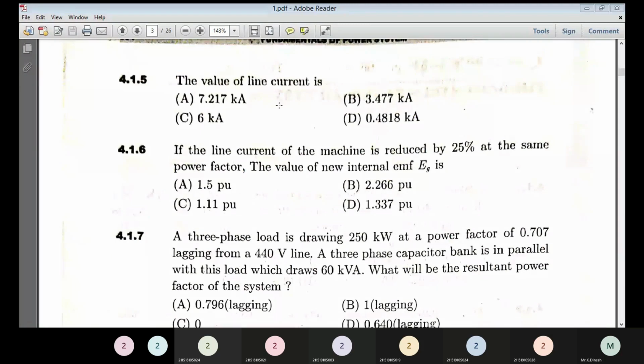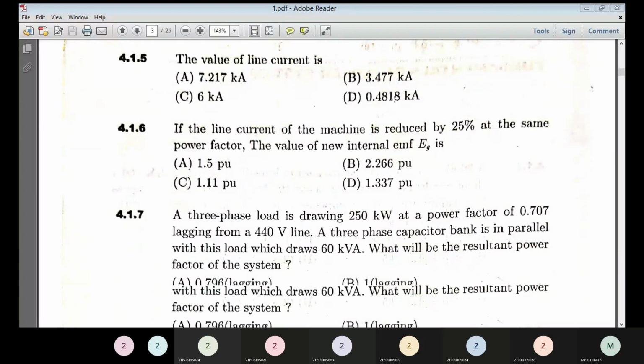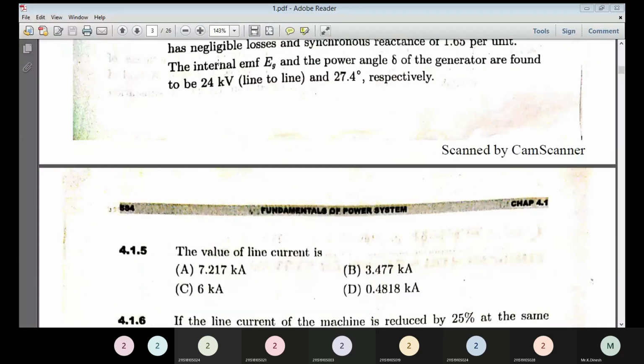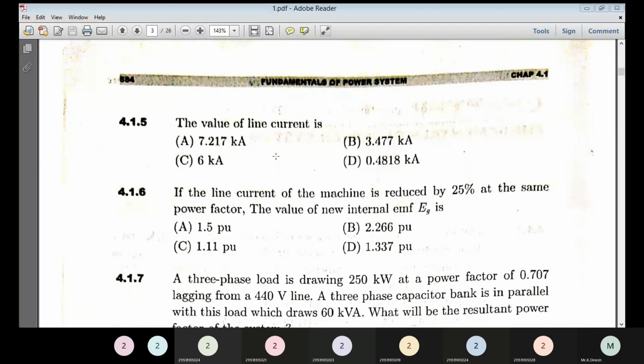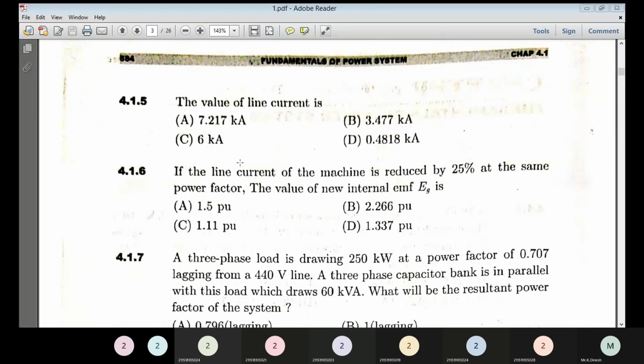We have the question: if the line current of the machine is reduced by 25% at the same power factor, the value of the new internal EMF Eg is. So the line current is reduced by 25%, what is the new internal EMF? The internal EMF Eg which is given as 24 kV, if the current value is reduced by 25%, what is the new value of the internal EMF Eg?